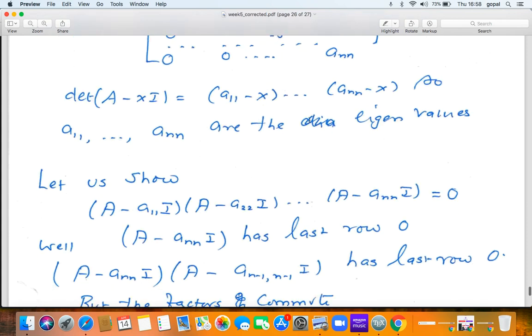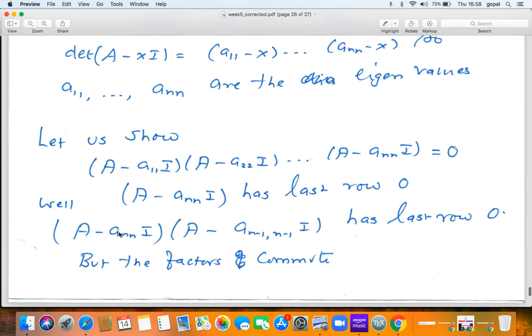The last row is obviously going to be 0. So now let us look at the product (A - a_nn I)(A - a_{n-1,n-1} I). If I take a product of two matrices, B and C, and B has last row 0, C is whatever matrix, I don't care, the last row of the product will also be 0. So the last row of this product is 0, because the last row of this matrix, A - a_nn I, is 0.